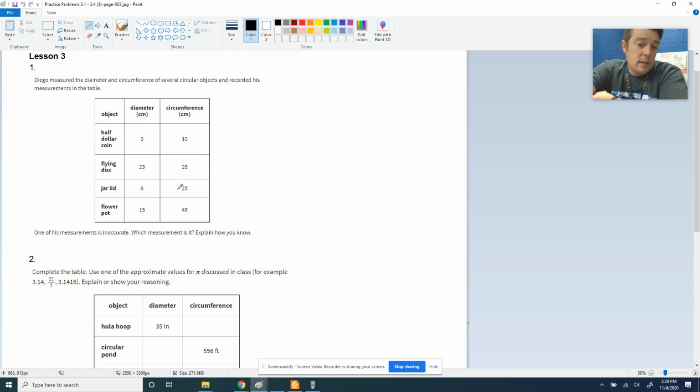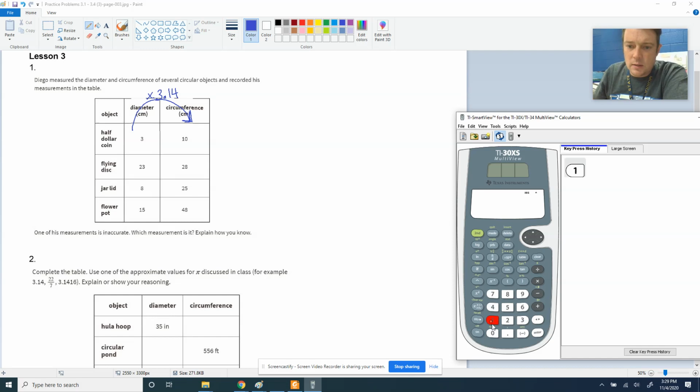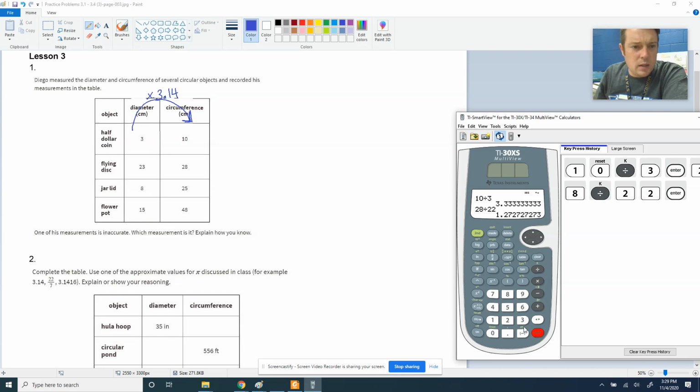One of his measurements is inaccurate. Which one is it? Explain how we know. We will know if they are inaccurate if it does not have the general relationship of about 3 times pi, which is roughly 3.14. So if we take all of his little relationships here, 10 divided by 3, 28 divided by 23, and 25 divided by 8, and 48 divided by 15.